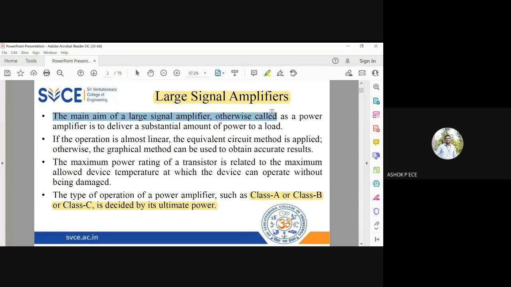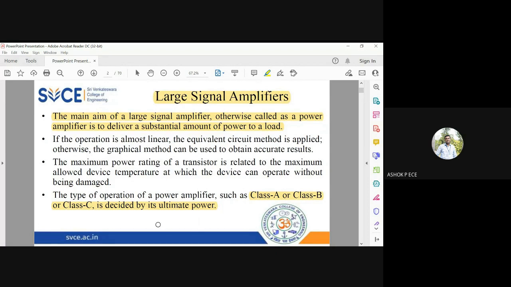And what is the need of having these power amplifiers? I want to deliver a huge amount of power to the load. When applications demand delivering a huge amount of power to the load, conventional small signal amplifiers will not work. So you definitely have to design a new family of amplifiers called large signal amplifiers.